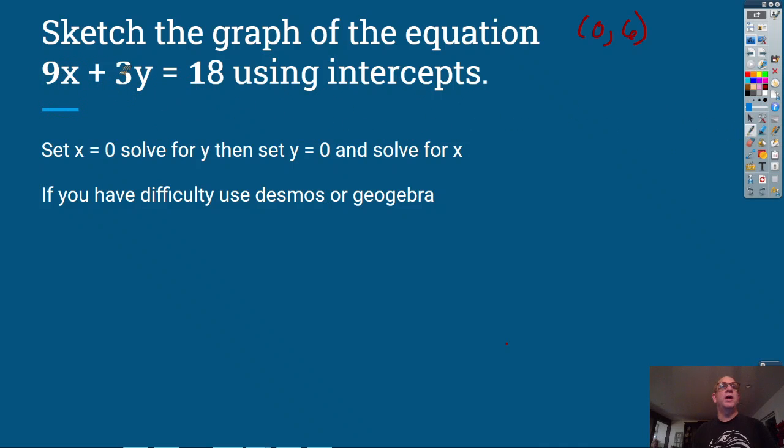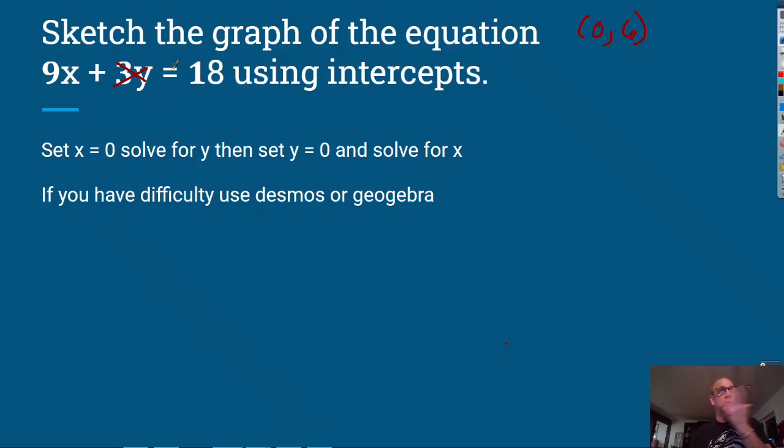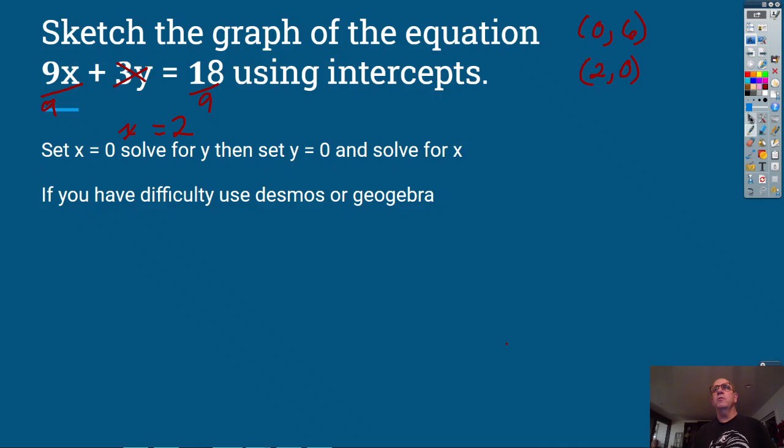Now we're going to do our x-intercept. We're going to set y to 0. So 3 times 0 is gone. So we have 9x equals 18. We're going to divide by 9 on both sides of the equal sign. So our x equals 2. So when our y equals 0, our x is going to be 2. So we have 2 points that we can graph on the line.